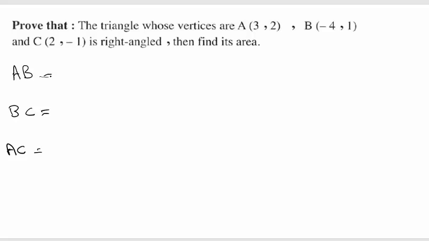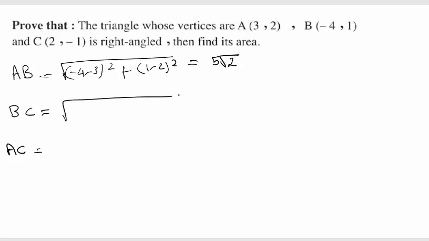Let's proceed. The first one is to find the distance between A and B. I will take the square root of (x2 minus x1) squared, (negative 4 minus 3) squared, plus (1 minus 2) squared, which equals 5 square root 2. Now let's move to BC. Square root of (2 minus negative 4) squared plus (negative 1 minus 1) squared, which is 2 square root 10.